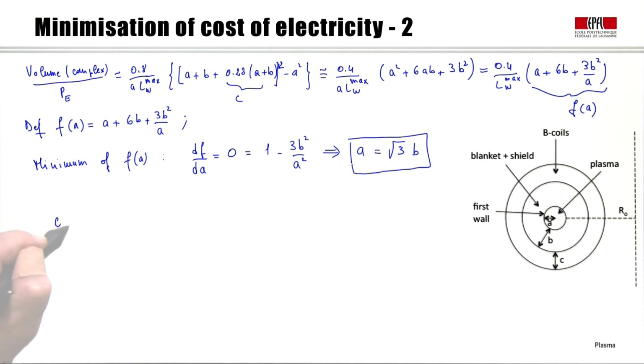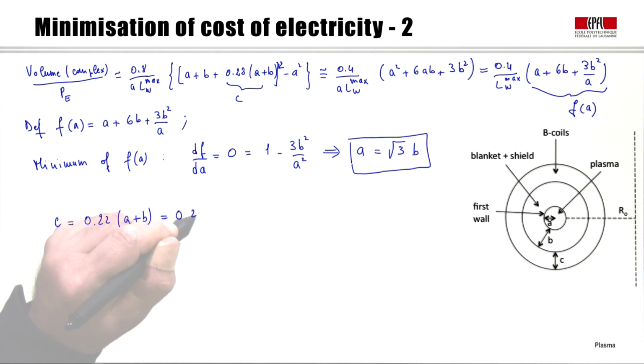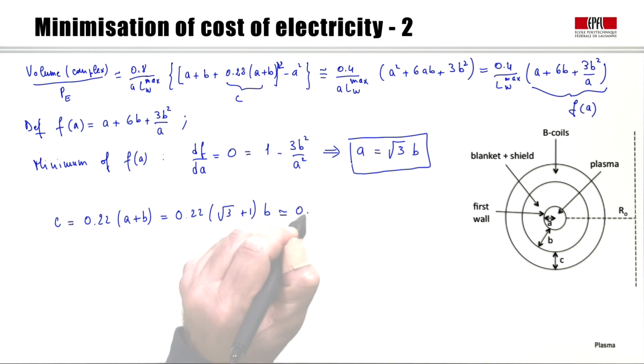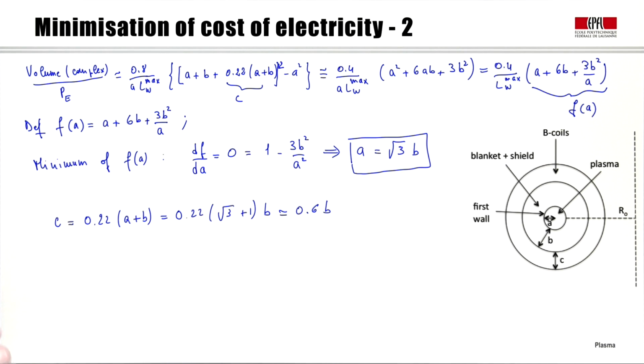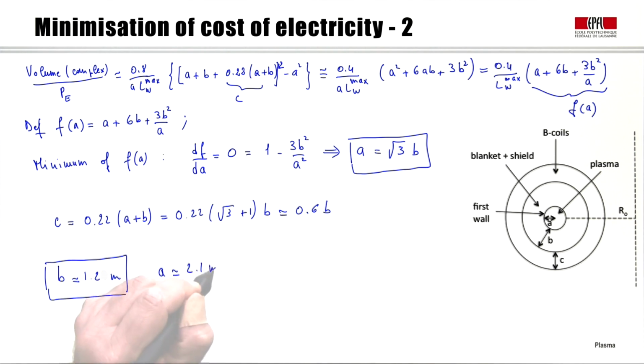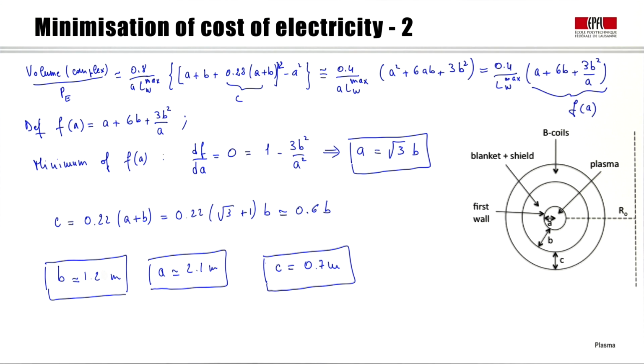C, we had already, it's 0.22 times A plus B. So that's 0.22 times the square root of 3 plus 1 times B, which is about 0.6B. So we have everything now, and we can put the numbers. B is equal to about 1.2 meters, the blanket thickness. A is about 2 meters, a little more, 2.1 meters. That's the radius of the plasma. C, the thickness of the magnet, is about 0.7 meters.